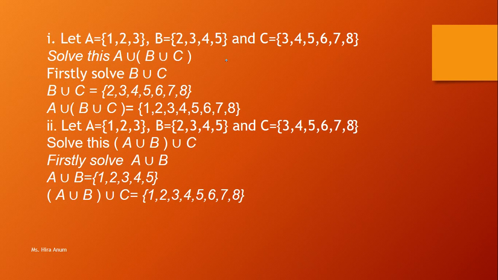We are taking 3 sets: A union (B union C). Firstly take B union C, which equals 3, 4, 5, 6, 7, 8. Then take A union B union C. Now we have (A union B) union C. You have to solve this, then take this. The last answer is the same. This and this value are the same.